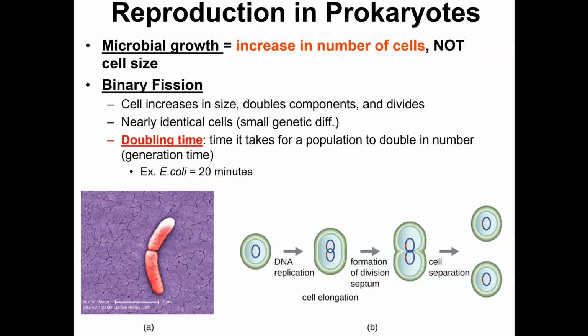That's growth. You folks have already done this, looking at the cloudiness, the turbidity in test tubes, and I asked you how cloudy it is. That's a measurement of growth. The cloudier it is, the more cells that are present. So why is it that we measure microbial growth as population size? Because of how they reproduce.